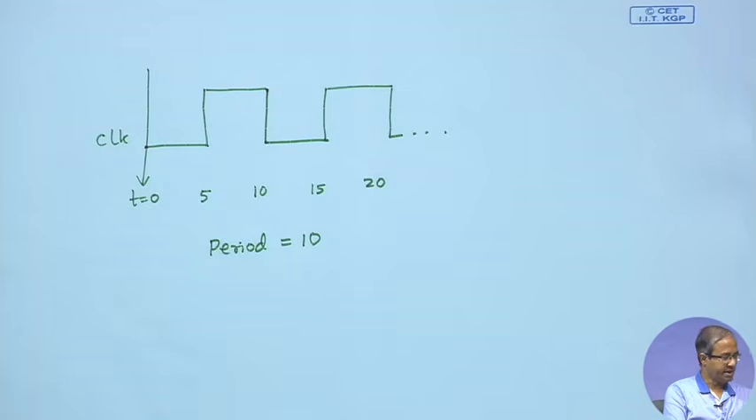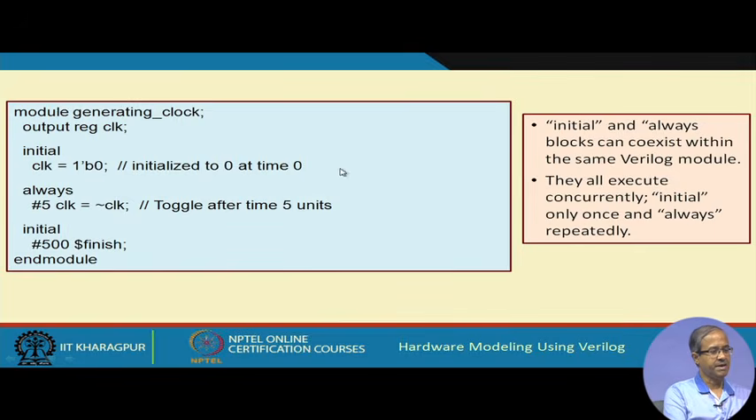1 to 0. And just for simulation we can specify this, that at time 500 the simulation should finish. Okay. So, the clock will go on toggling up to time 500. So, inside a Verilog module, initial and always blocks can coexist. You can have a combination of initial and always blocks, but of course, within the test bench only, not within the main Verilog module, and they all execute concurrently. The difference I mentioned, that initial will execute only once, but the always block will execute indefinitely, repeatedly.